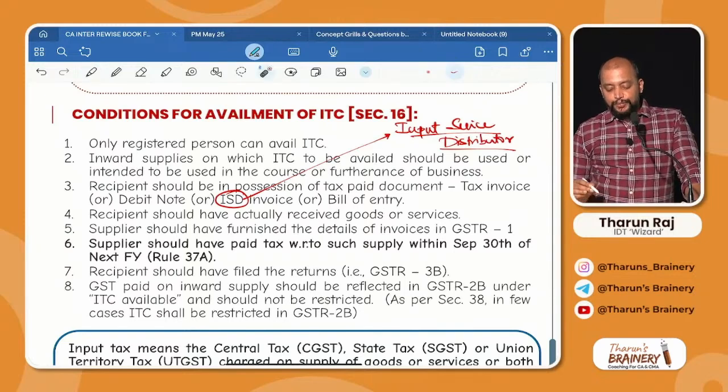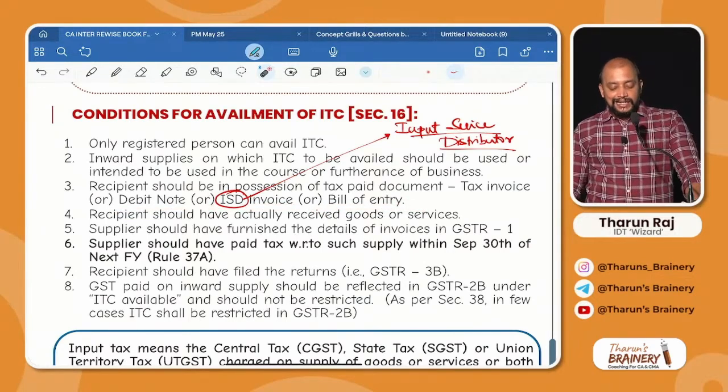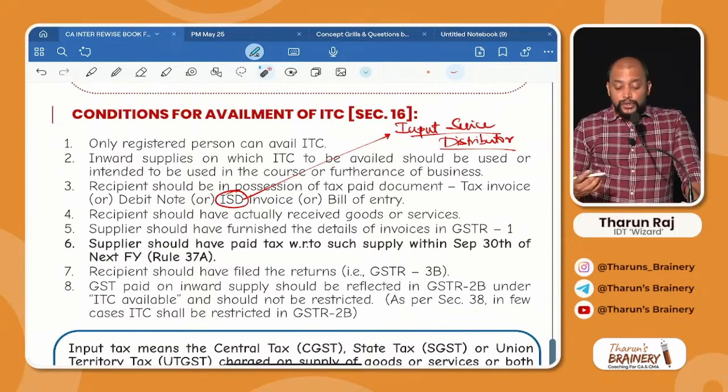So the recipient should be in possession of a tax paid document. What is that? Tax invoice, debit note, ISD invoice or bill of entry. Bill of entry in case of import. And number 4, the recipient should have actually received the goods or services.